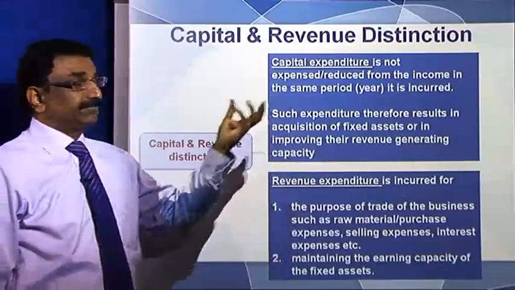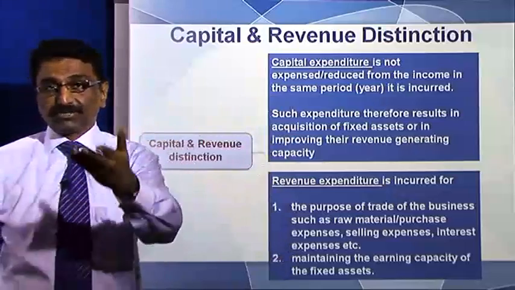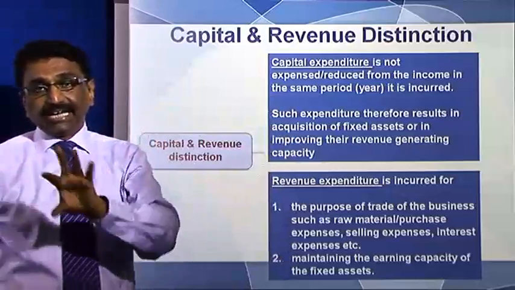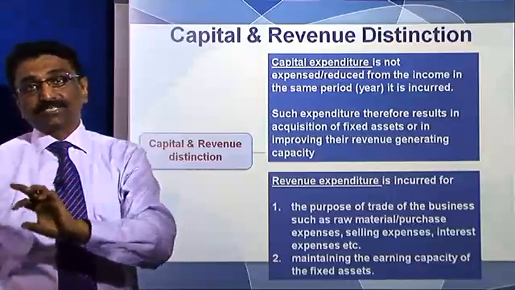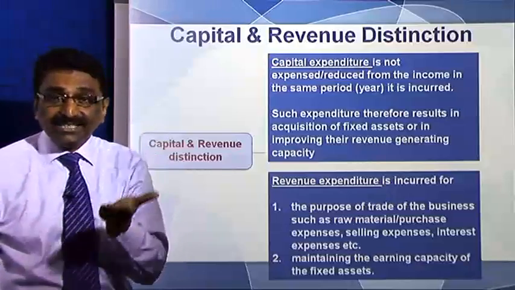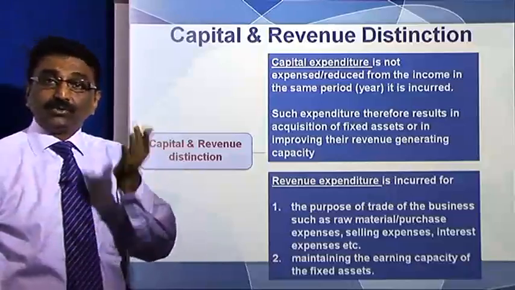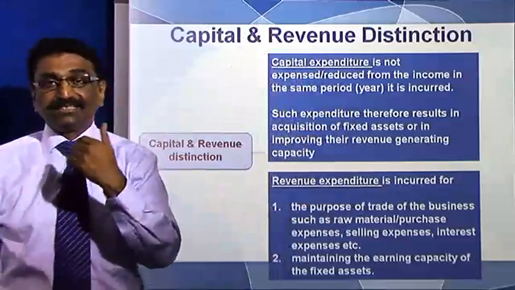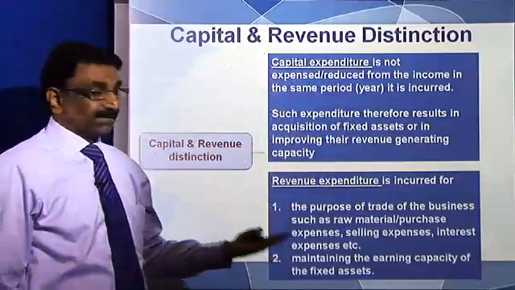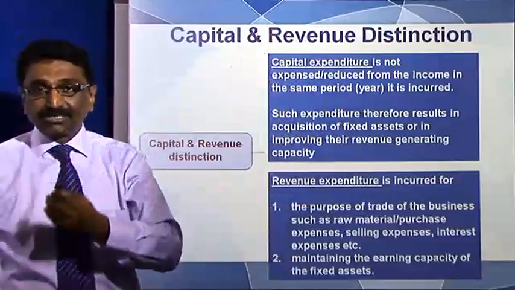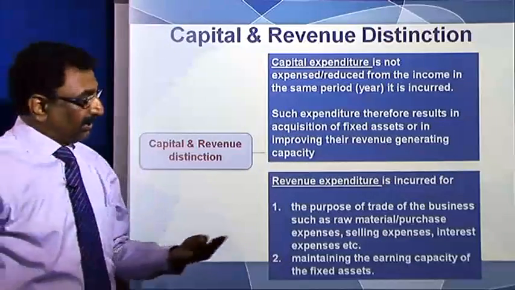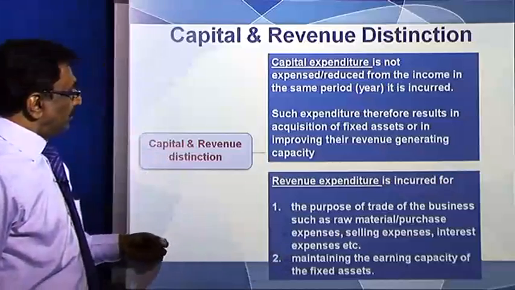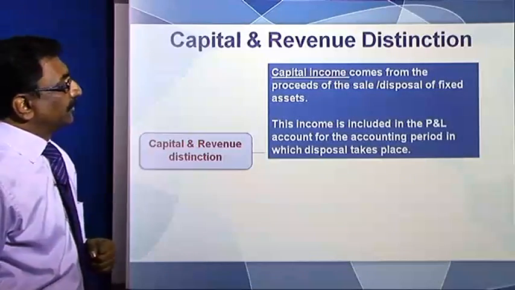But if you add something to your machinery, for example, your machinery was producing 1,000 units a day. Now you have made some changes, you have spent some money on it and added something to it, by which it is now going to produce 1,200 units per day, so you have enhanced its capacity. When you incur such an expenditure where the asset's capacity is increased, then that is a capital expenditure. Otherwise, where you are just maintaining the machine's output, that is termed revenue expenditure.